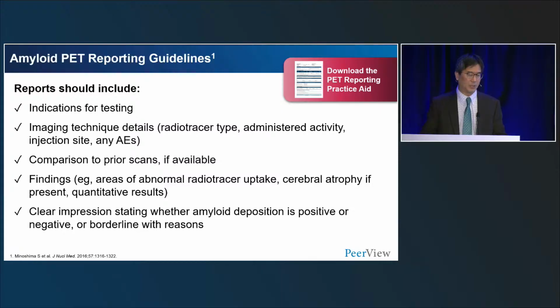At the very top, in your indication, of course, you can do the indication for testing, the imaging technique, which we're all familiar with, comparison to prior scans if available, particularly including MRs. Findings, so in your findings you go into detail about which region may be positive or negative, also significant confounders such as atrophy that the neurologist might need to be aware of. And if you do quantitation, you can slip that in there, the SUVR, the centiloid value.